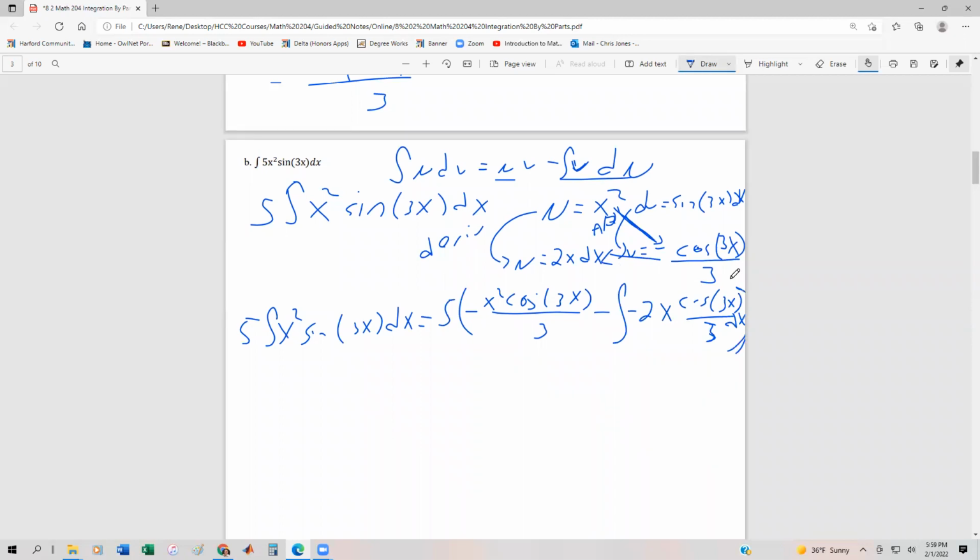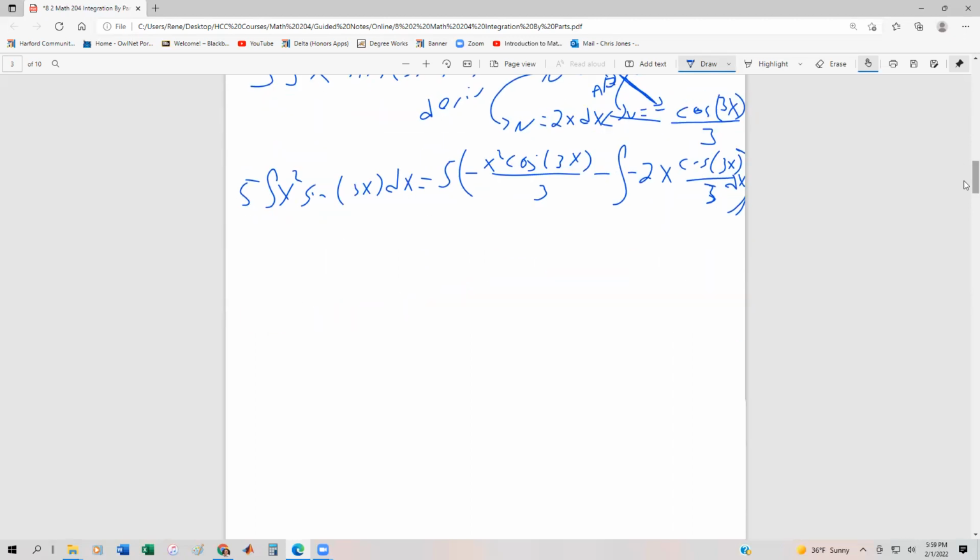Now, to clear all this up, this is going to be equal to, I'm going to distribute the 5 through, and I'm going to factor out the 3. So I'm just going to do a little bit of algebra magic here.